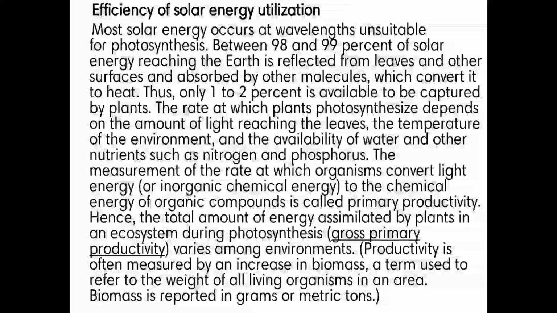The rate at which plants photosynthesize depends on the amount of light reaching the leaves, the temperature of the environment, and the availability of water and other nutrients such as nitrogen and phosphorus. The measurement of the rate at which organisms convert light energy or inorganic chemical energy to the chemical energy of organic compounds is called primary productivity.